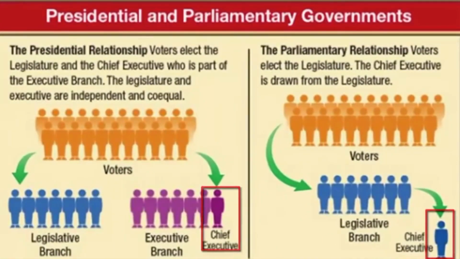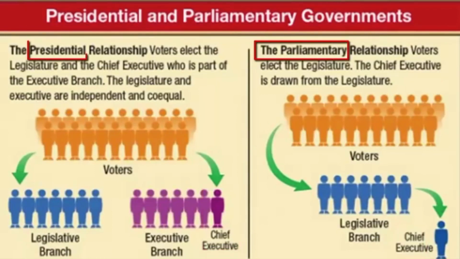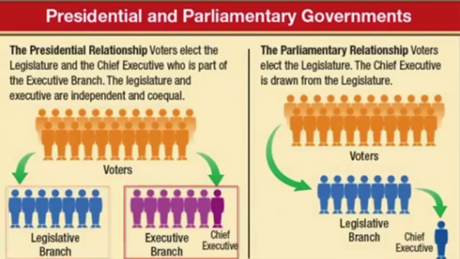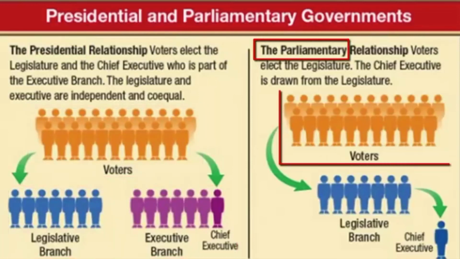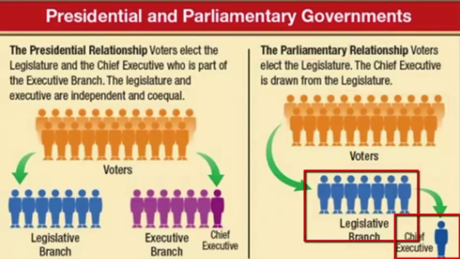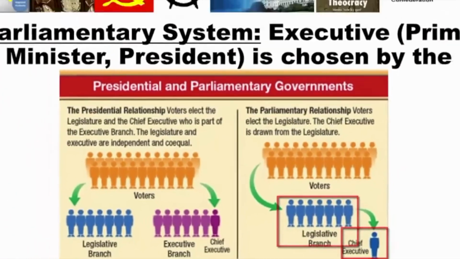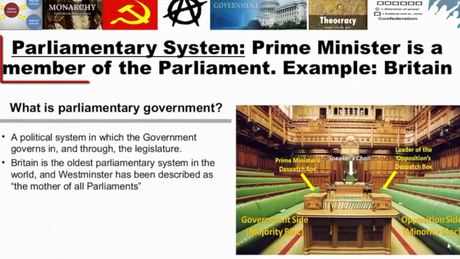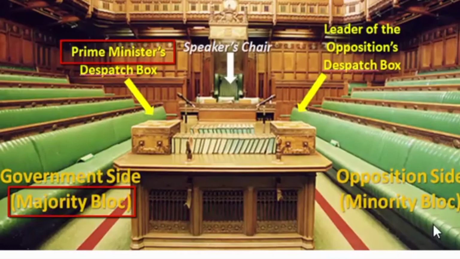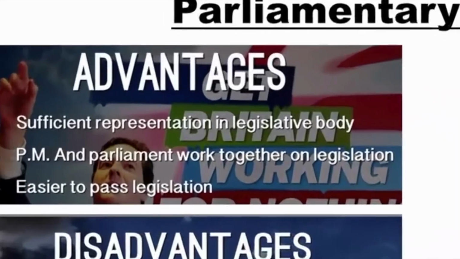Here is a comparison between the parliamentary system and what we have, which is a presidential system. In a presidential system, the voters elect the legislative branch, which in America we call Congress, and the voters elect the executive branch, which is headed by the president. In a parliamentary system, the voters elect members of the legislative branch, or parliament, and the parliament chooses the chief executive, often called the prime minister. Britain is the best known example of a parliamentary system. In this system, whichever party holds a majority of the seats, they choose one of its members to be the prime minister.